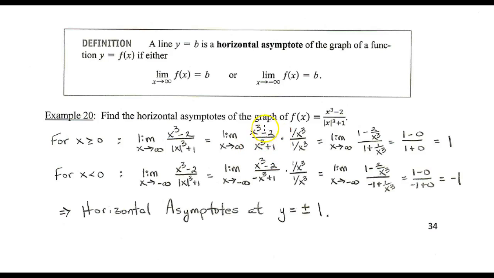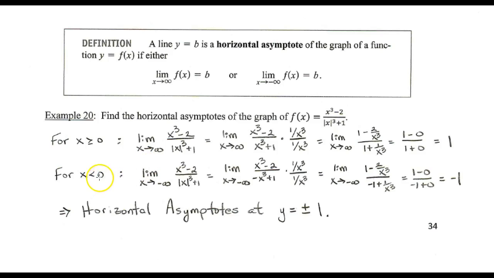And we learned that I take the highest power of x, in this case x cubed, so with the highest power of x that I see in either the numerator or the denominator, and I multiply 1 over that highest power of x in both the numerator and the denominator. So after simplification, this becomes 1. So we have a horizontal asymptote at y equals 1 as x approaches infinity.